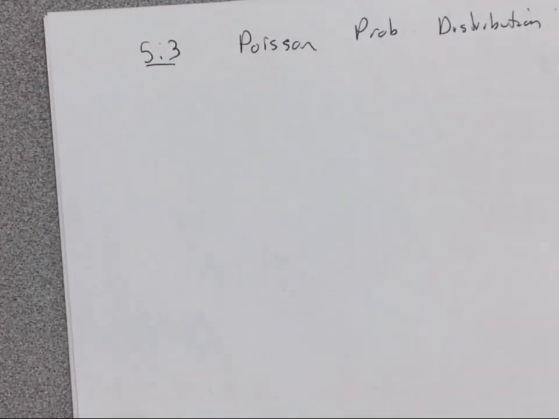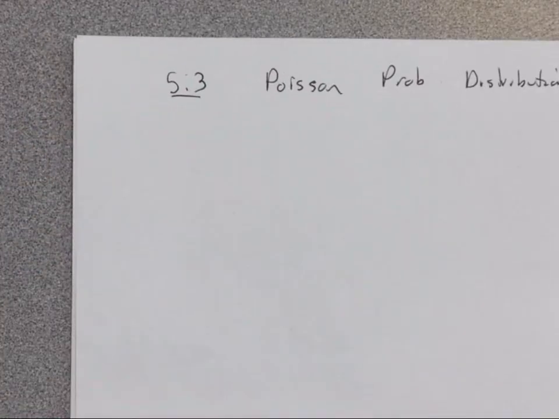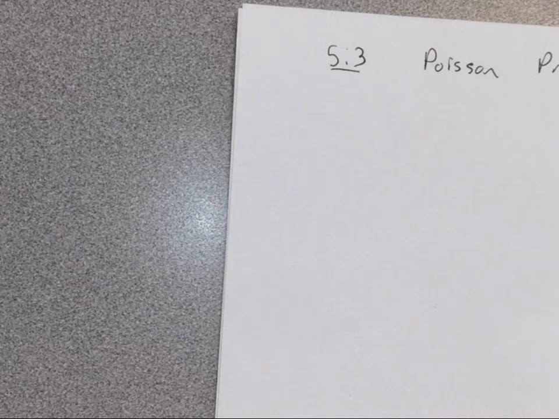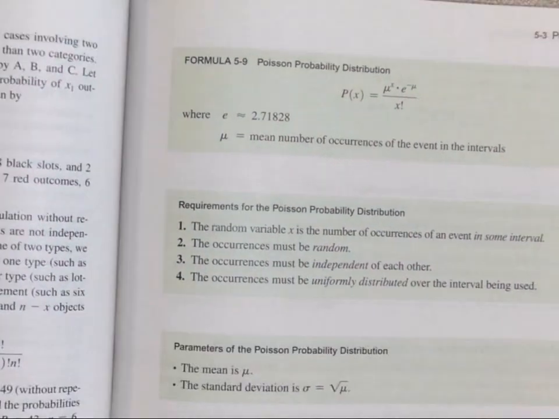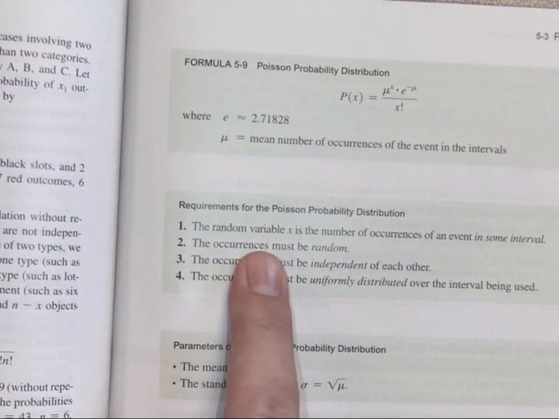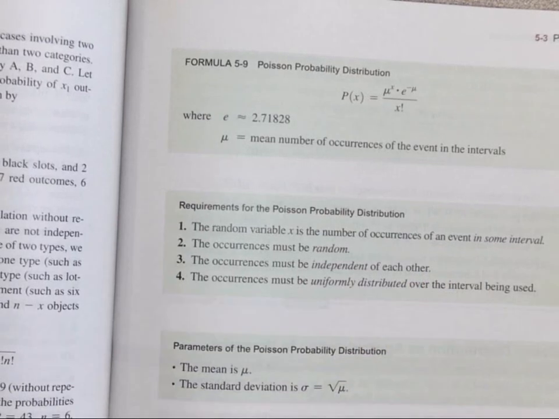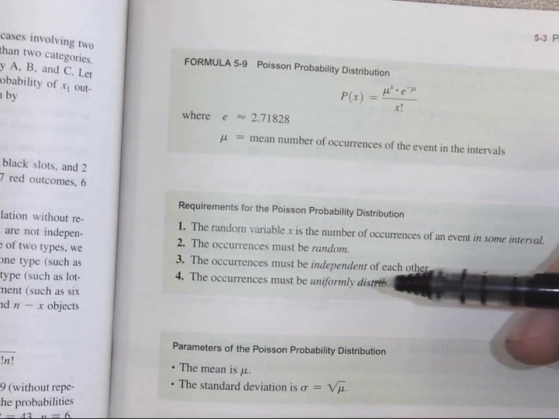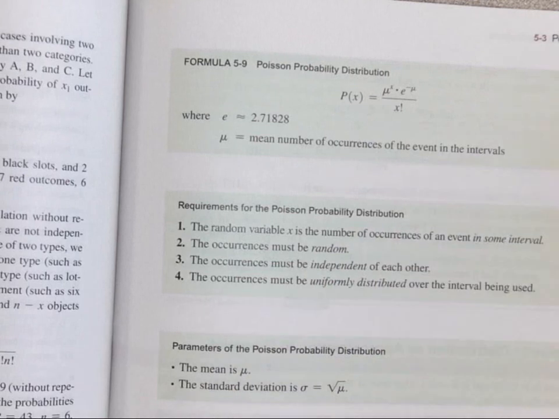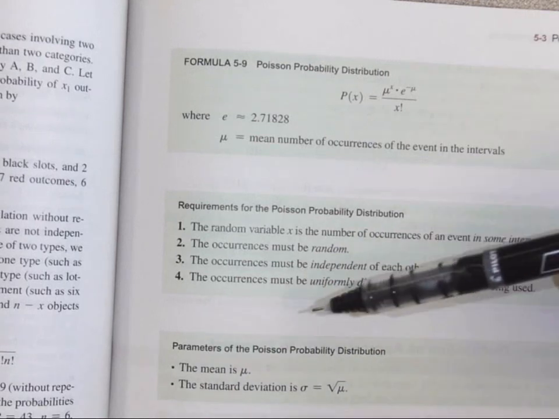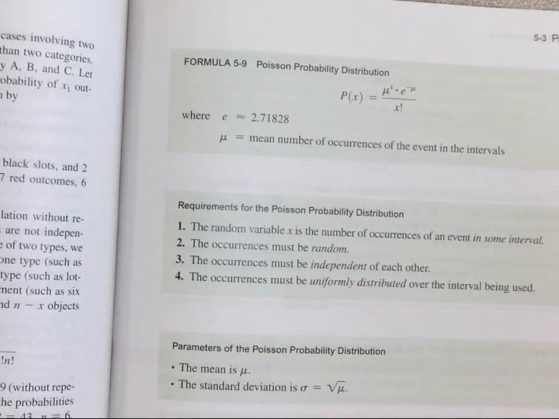we have a couple different properties of a Poisson distribution, and I'll even show you what's written in the book. So these are the requirements for Poisson distribution. We'll describe the formula as well. The requirement says it's a random variable x, the number of occurrences of an event in some interval. The occurrences must be random, and they must be independent of each other. Also, the occurrences must be uniformly distributed over the interval being used.